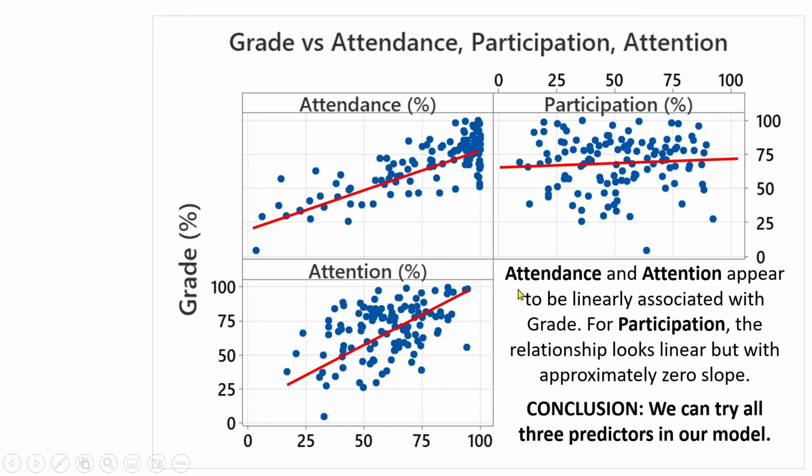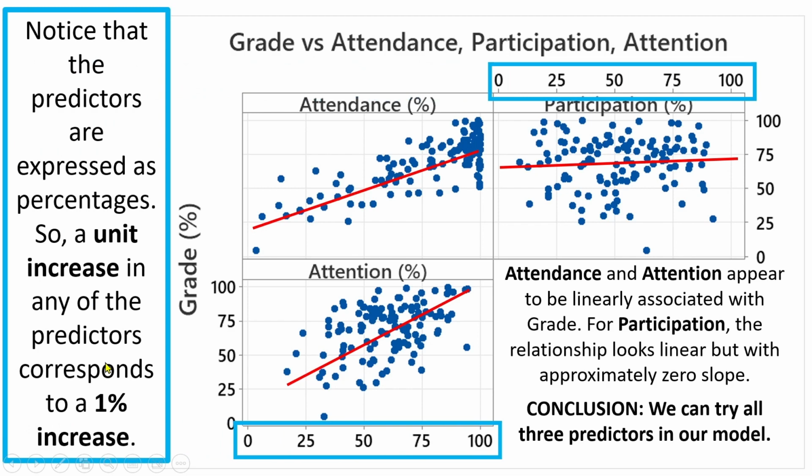So here we can say that attendance and attention, they both appear to be linearly associated with grade. For participation, the relationship looks linear, but the slope is approximately 0. So we can expect when we do this analysis, we may see that there is a significant association between attendance and grade, and between attention and grade, but perhaps not so significant in the case of participation. In any case, there's no reason to say that the trends in these data clouds are not linear, and therefore we can try all three predictors in our model.